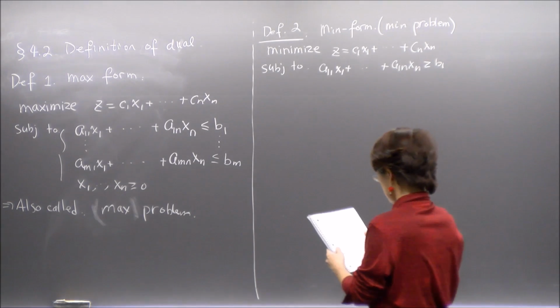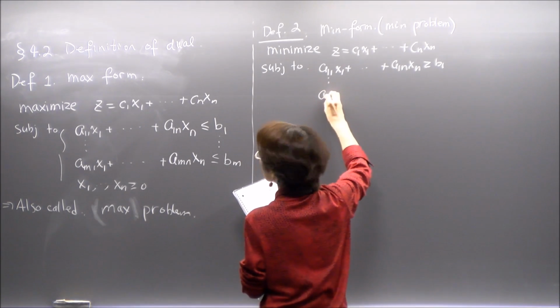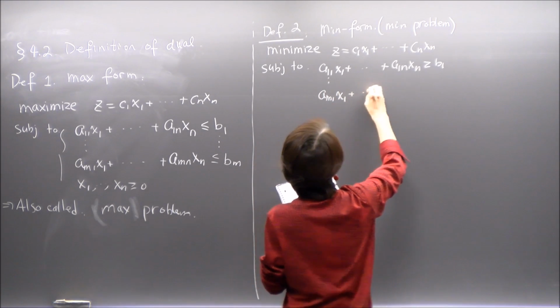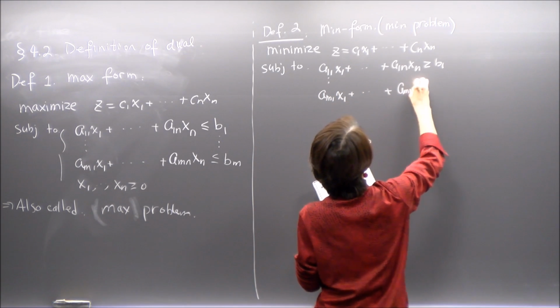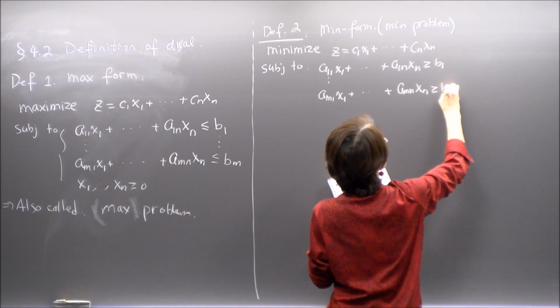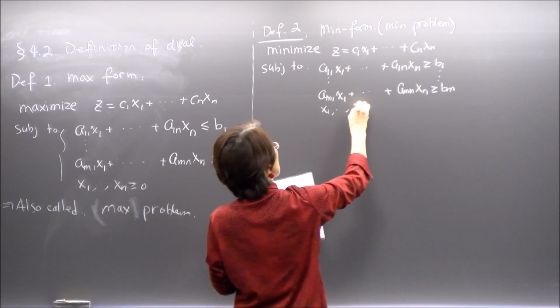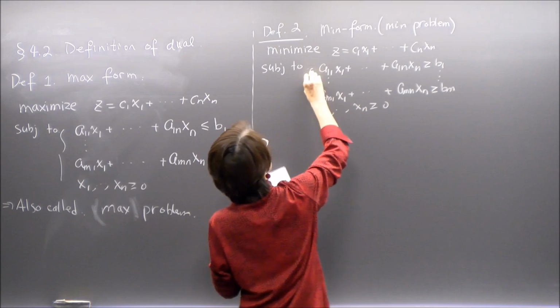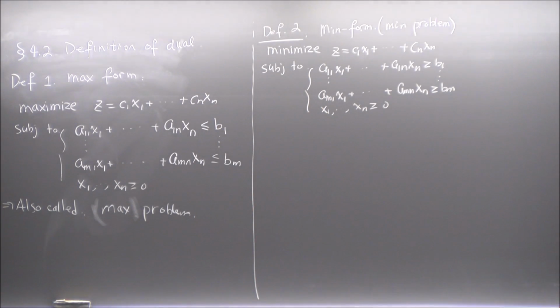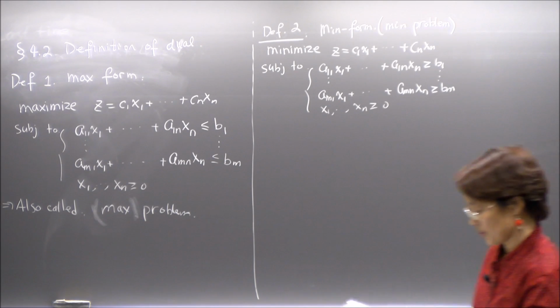That's the first one. A m1 x1 plus and so on up to a mn xn bigger than bn. And of course, I always have that. Okay. So you are minimizing something, and your constraint is bigger than or equal to something. Is that clear? These two definitions? It's just for the convenience of the discussion that we'll have. We need some starting point. Okay.